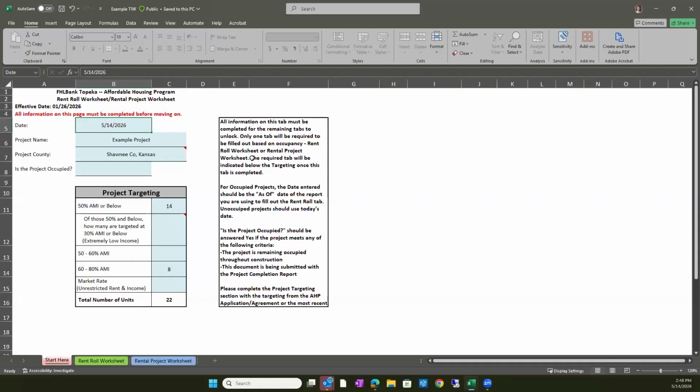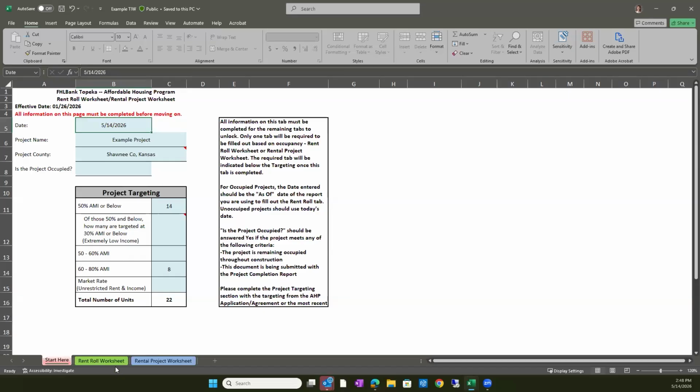The targeting and income workbook can be found in the same location on our public website as the feasibility workbook. So you can download it. It's just a few download links, just a few documents down from the feasibility workbook on the website. The TIW has 3 tabs: Start Here, the Rent Roll Worksheet, and the Rental Project Worksheet.